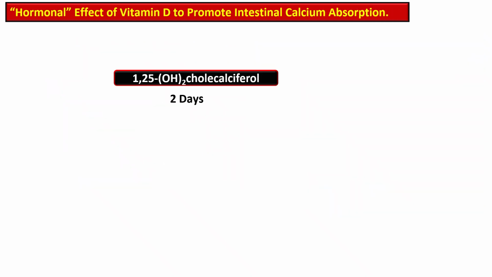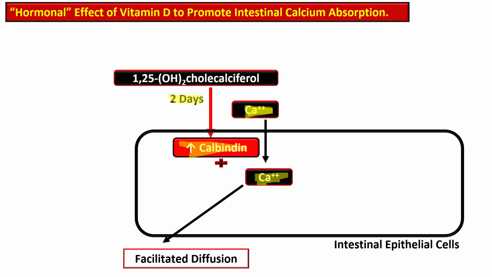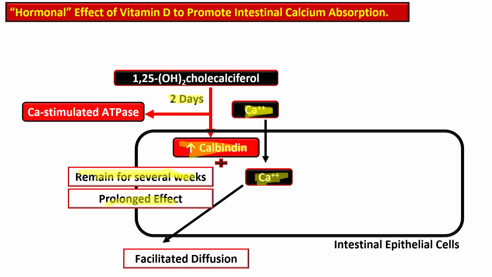So 1,25-dihydroxycholecalciferol takes about 2 days to exert its effect, and it causes the increased production of calcium binding protein that causes the facilitation of or increases permeability for the calcium into the cell, and these calcium binding proteins then facilitate the diffusion of these calcium into the body. So this effect remains for several weeks, and this effect is prolonged even after removal of this cholecalciferol.